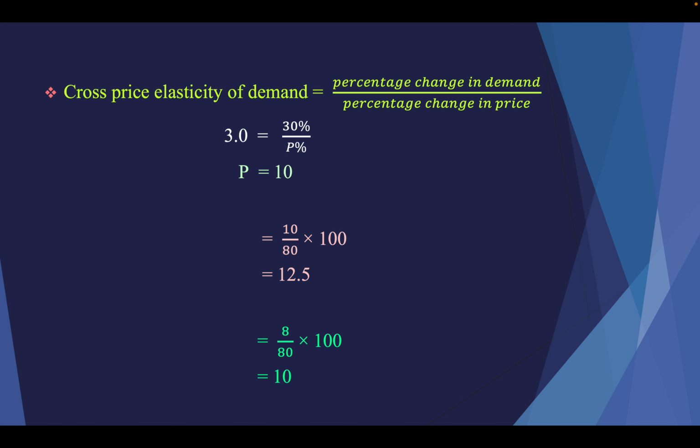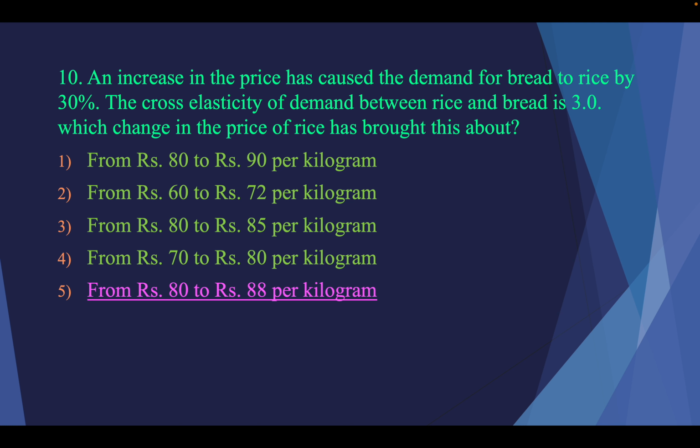Then you can say 80 to 88. Okay, 88 means 8 between that. If 80 to 88, the percentage change is 10. Okay, that's the way of calculating the percentage. Okay, try this one, you can do it easily.